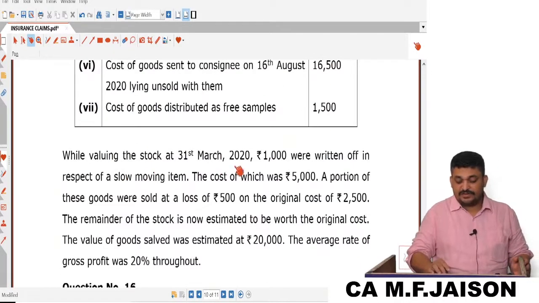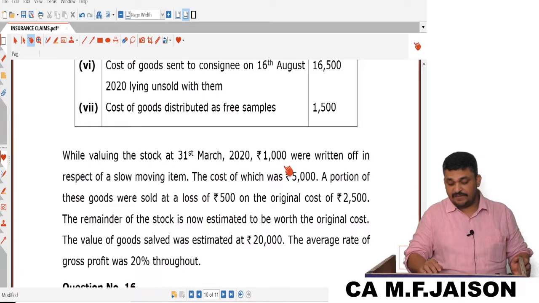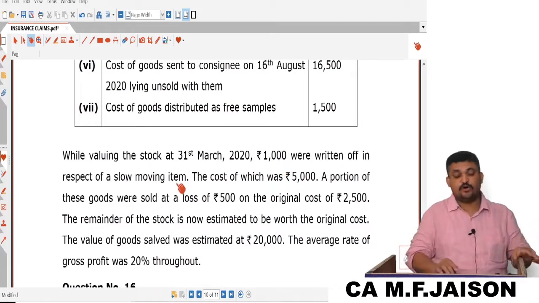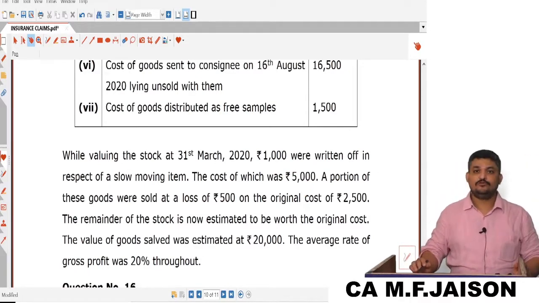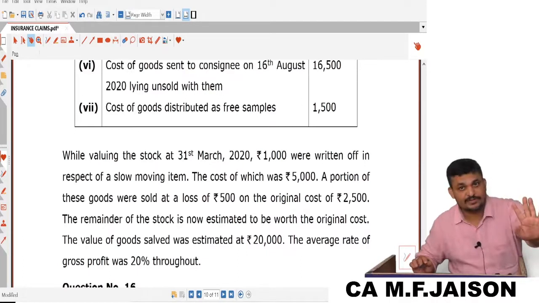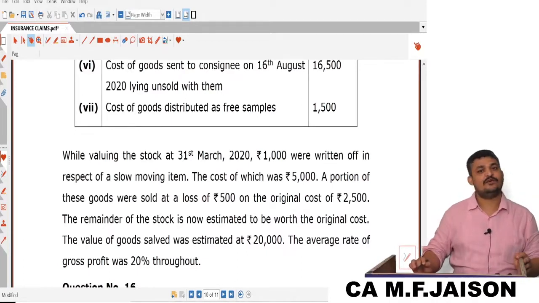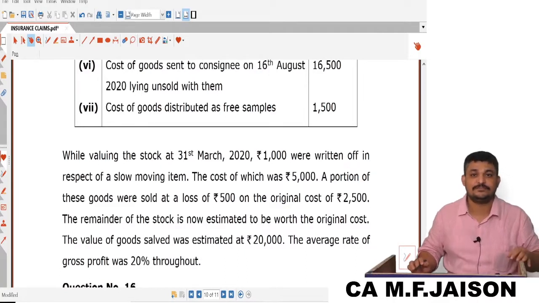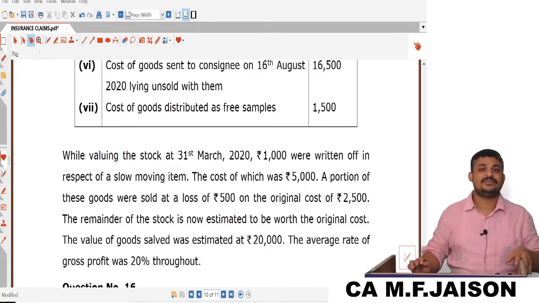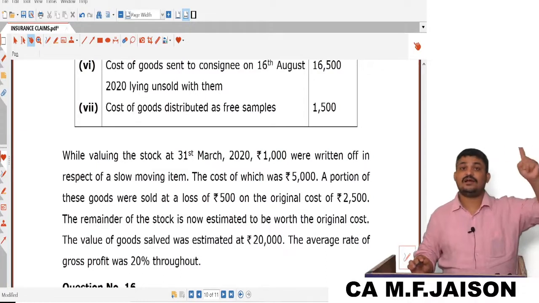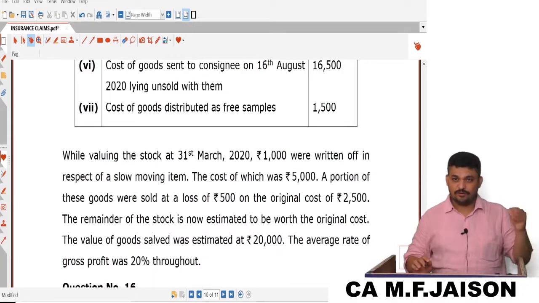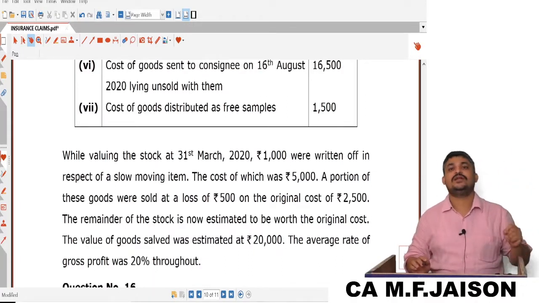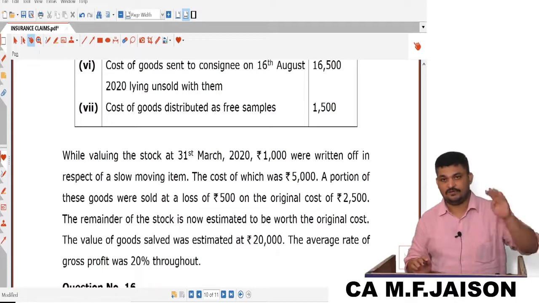While valuing the stock at 31st March 2020, rupees 1,000 were written off in respect of a slow moving item, the cost of which was 5,000. Which means, when they are valuing goods costing 5,000, they have reduced 1,000, written off 1,000, so they have valued this at 4,000. So in the closing stock of the previous year, they have already included abnormal goods at 4,000.